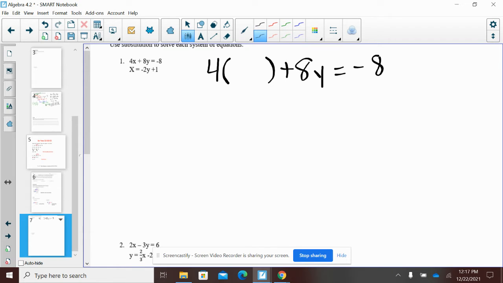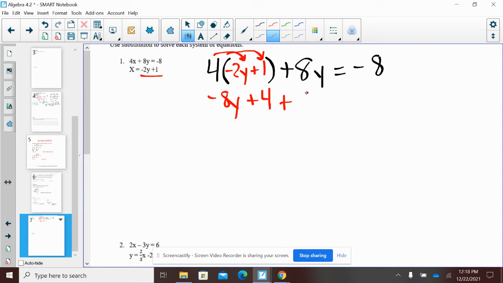Now, I left a space there because x is also equivalent to negative 2y plus 1. So because they are equivalent, I can substitute in negative 2y plus 1 for x, hence where the name substitution method came from. Now that I have that set, I'm going to distribute the 4 inside the parentheses and start to solve for y. 4 times negative 2y is negative 8y. 4 times positive 1 is a positive 4.